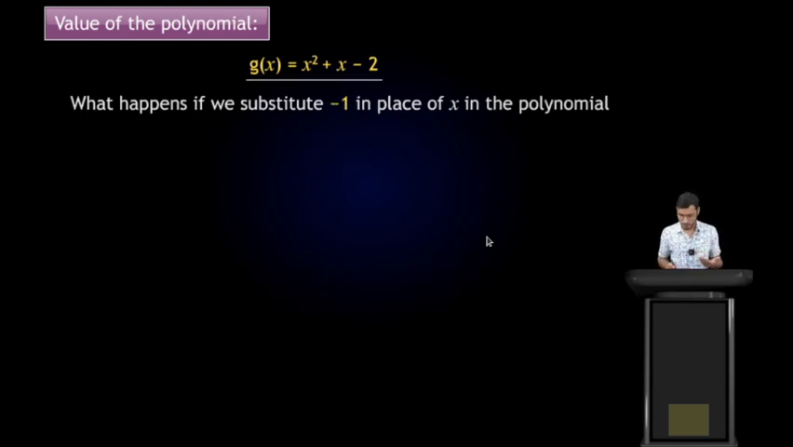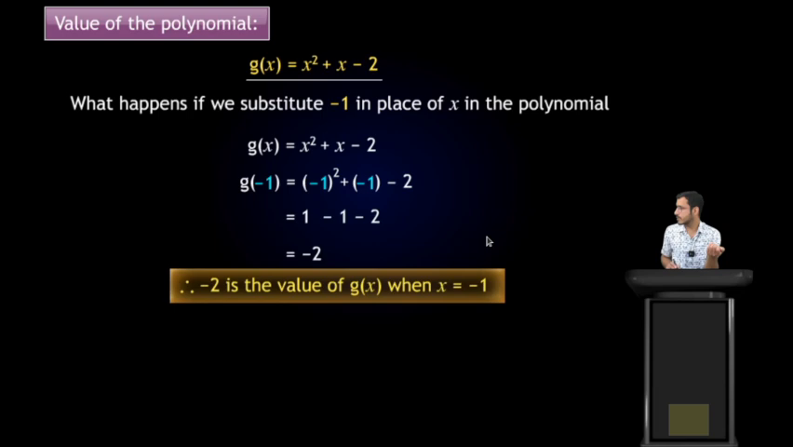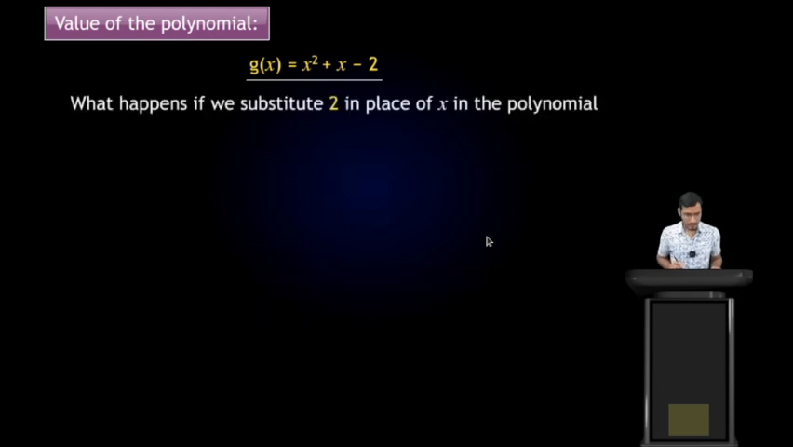0 is the solution of the equation. So what happens if we substitute minus 1 in place of x? So you can see here minus 1 square minus 1 minus 2. So minus 1 square is positive 1, minus 1 and minus 2. So the answer is, yes, minus 2. So therefore minus 2 is the value of g(x) when x equals minus 1.